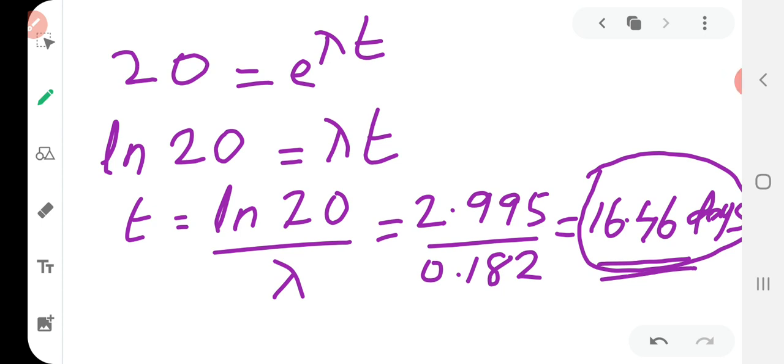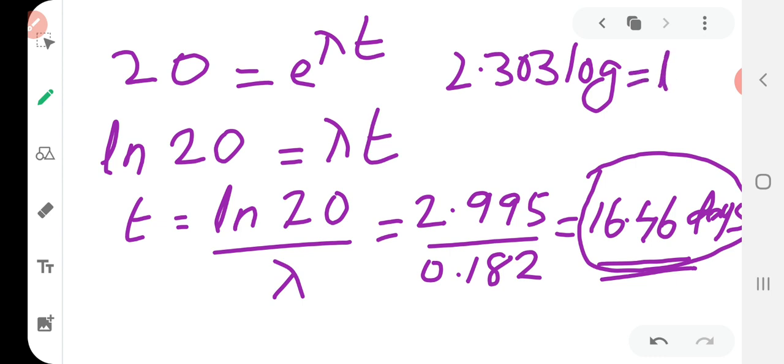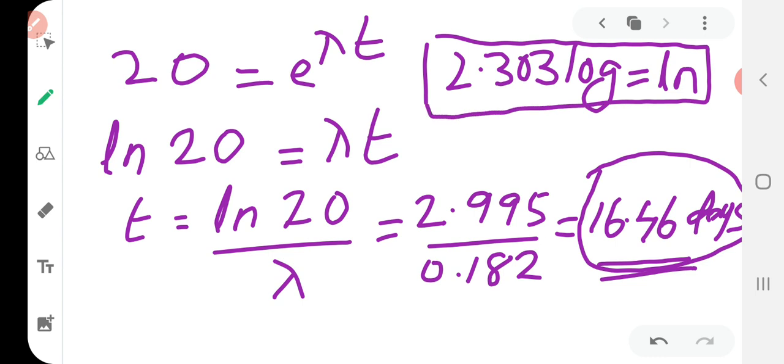So remember, if you are taking common logarithm, if you are taking log 20, you have to multiply it by 2.303. That is, 2.303 log will be equal to ln. So if any of you are taking logarithm instead of ln, if you are taking log 20 here, you have to multiply it by 2.303. Or if you are taking ln, simply take ln 20.